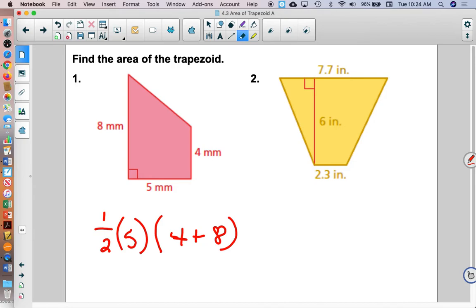Can I calculate it? Okay, I got it done. It's in my head. Connor, what'd you get, bud? 30 millimeters squared. Nice job, Connor. Good job, Connor. 30 millimeters squared, absolutely correct. Thumbs up, you got it. Thumbs down, you didn't.